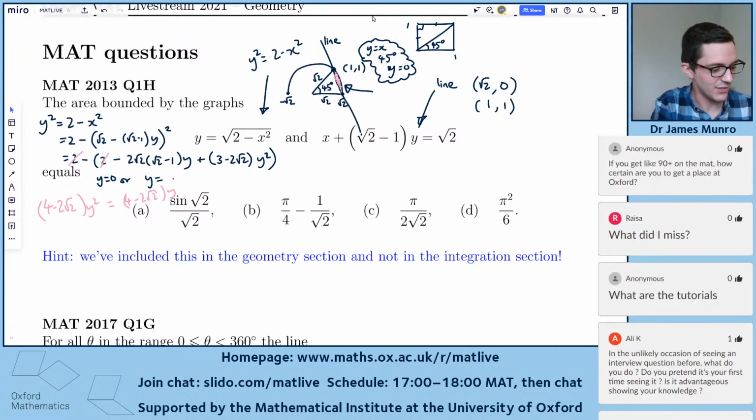If you get like 90 plus on the MAT, oh gosh, I worked this out at one point, you were like 95% to get a place, or is it 95? It's pretty likely that you'll get a place at Oxford. 90 is really good on the MAT. Good.